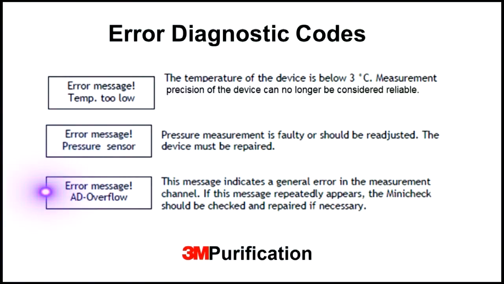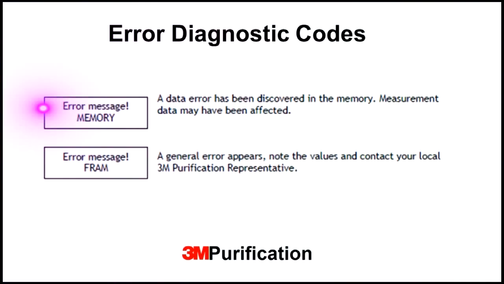This message is an indication that a measurement error is present. For either of these error messages, contact 3M Purification technical support. This message is an indication that a data error is present. Contact 3M Purification technical support. This message is indicative of a general error that may appear. Note any values displayed and contact 3M Purification technical support.